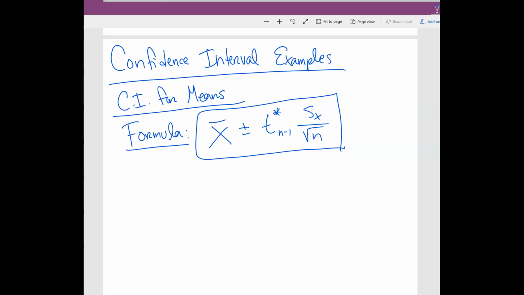Okay, so let's go ahead and do a couple of examples using confidence interval estimates for means. So here's our formula: x bar plus t star n minus 1 s sub x divided by square root of n. This is going to be our magic formula for the confidence intervals for means. So we're going to be using our calculator, and we're also going to be using our t-table. So we're going to have that handy in a little bit. So let's go ahead and do a couple problems.